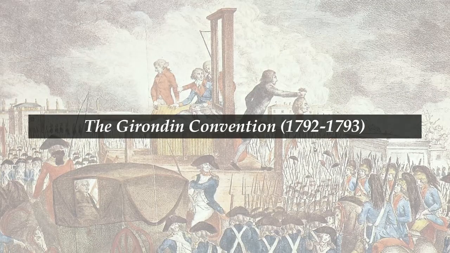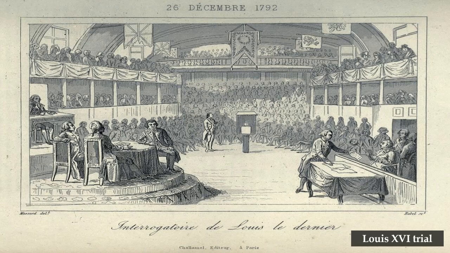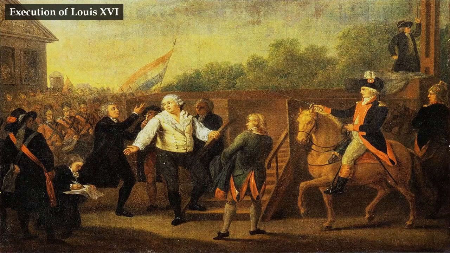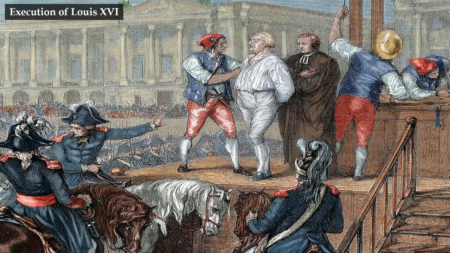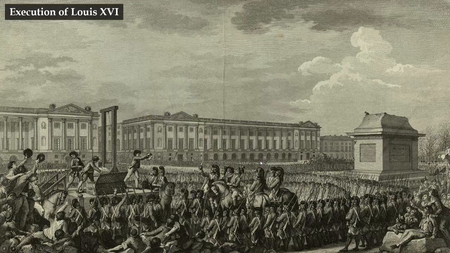So the first year the Girondin convention is going to be on top, and one of the main things they are going to do is to judge Louis XVI. So remember, this is some kind of dictatorship, so they hold all the judicial powers, the National Assembly, well, in this case the National Convention. He's going to be heard on trial, and he's going to be found guilty of treason, so therefore executed. And he's going to be executed on the 21st of January of 1793. Louis XVI here, in La Place de la Concorde.